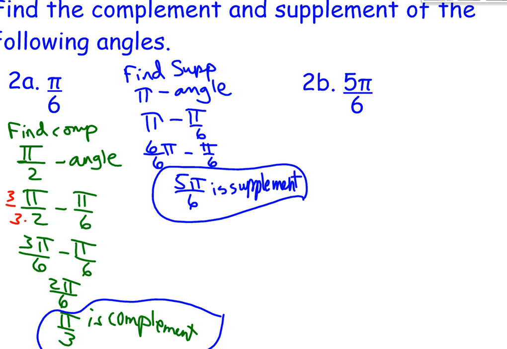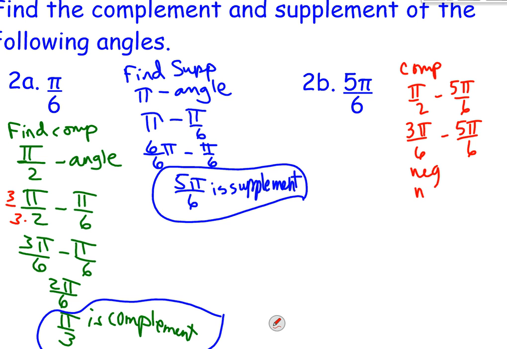And then I do have this next one on here because you will encounter problems where you can't get both of those answers. So remember to find the complement, we take pi over 2 minus 5 pi over 6. Well, pi over 2 is the same as 3 pi over 6, minus 5 pi over 6. So we get a negative. And so we'll say that there is none. So there's no complement there.